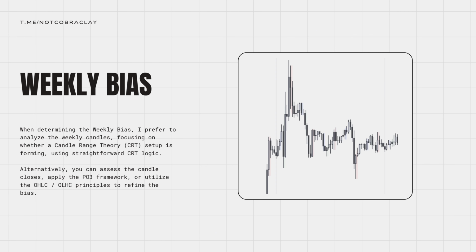For the weekly bias, which is the most important since there's no real daily bias, when determining the weekly bias, I prefer to analyze the weekly candles, focusing on whether a candle range theory, a CRT, setup is forming using straightforward CRT logic. Or alternatively, you can assess the candle closes, apply the power of 3 framework, or utilize the open high low close, open low high close principles to refine the bias.